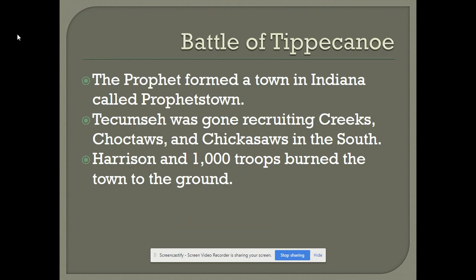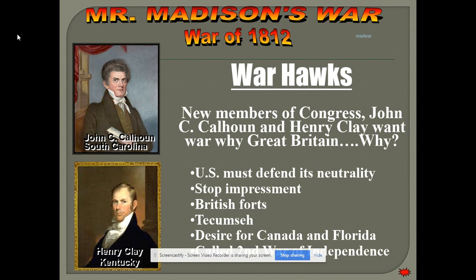Now, Harrison, with about 1,000 troops, burned the town to the ground. It kind of led to other warriors not joining his cause, and it kind of weakens his chance at developing a confederation. Now, there were two young congressmen who are going to be famous in American history. We'll start talking about them here, but we will talk about them all the way into the 1850s when they die. They're both Southern congressmen. They're both slave owners. Calhoun, when you think of like a South Carolina wealthy planter who represents everything about slaveocracy or this plantation elite, John Calhoun is your man.